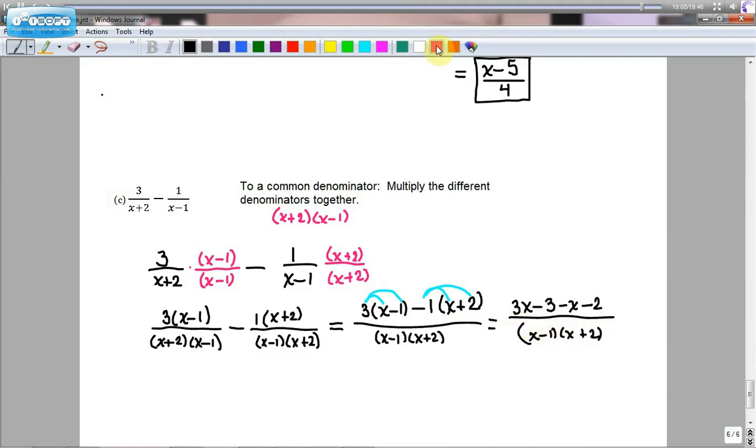Our last step is to combine our like terms. So we have 3x minus x, and then we'll also be able to combine our negative 3 minus 2. That'll give us a final answer of 2x minus 5 all divided by x minus 1 times x plus 2. And you can leave your answer like that. You don't need to multiply the denominator back out.